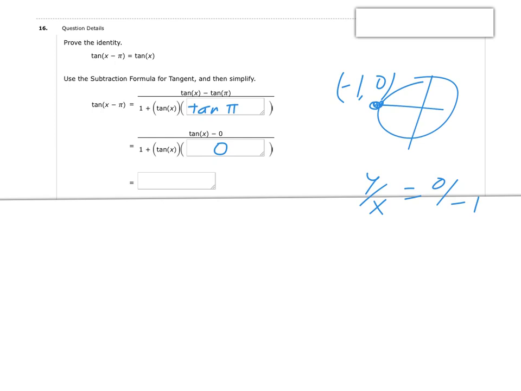And then they skip a step here, but what I would say up top there is that this is tangent of x, obviously, because anything minus 0 is just itself. And then on the bottom, if I multiply these two together, it is 0, and so that cancels out, and I'm left with 1, and that will result in just tan of x.